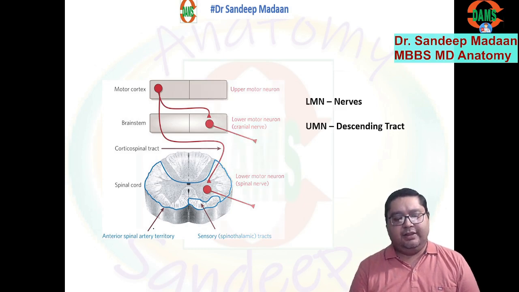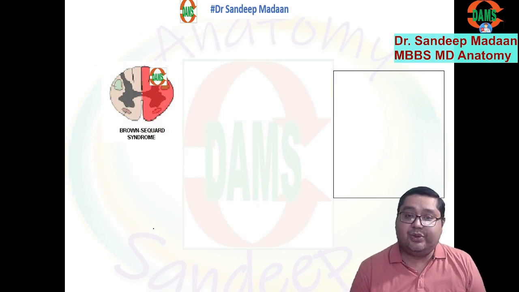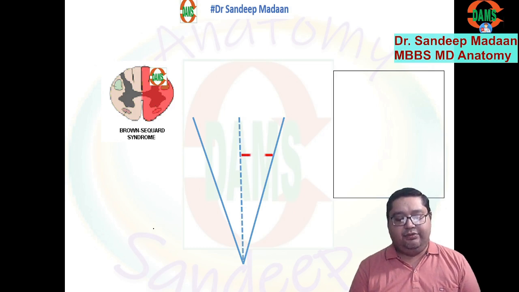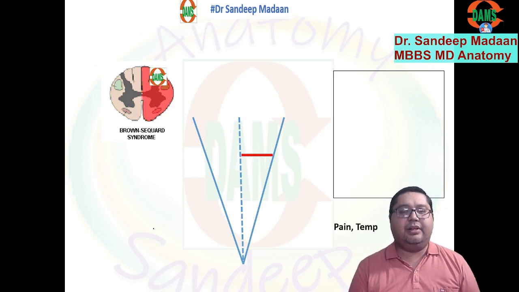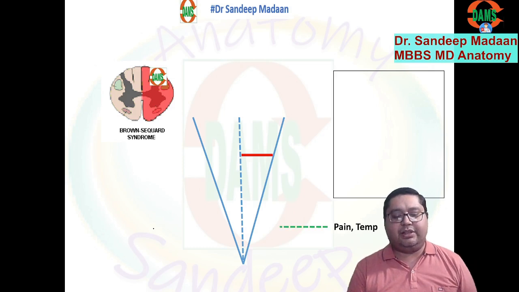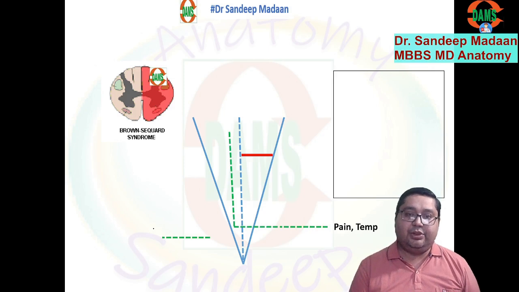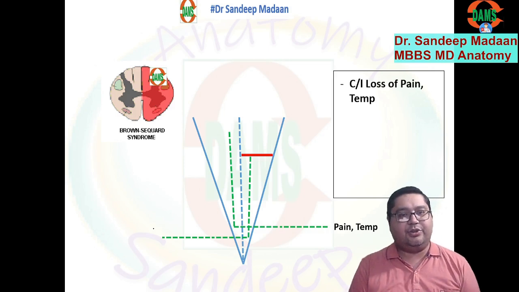Now let us look at the Brown-Sequard syndrome, which is also called hemisection. So this is the spinal cord, the midline. We made the cut in the half of it. So it is hemisection. Now the pain and temperature type of fibers are coming. These are crude sensation, so they will cross and then they can move up. But on the opposite side, they will cross, but they want to move up. Can they move up? No. So where is the loss? Contralateral loss of pain and temperature.